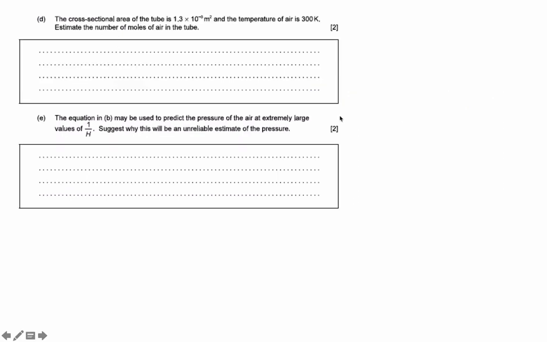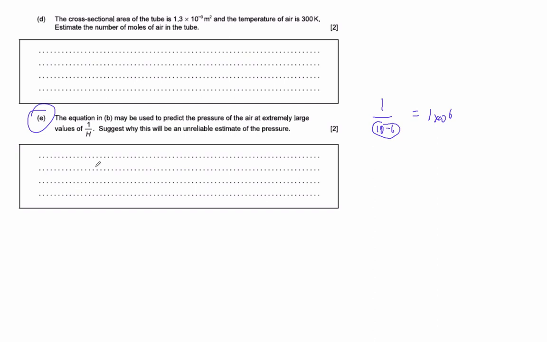And then, finally, the last one here: in the equation, B may be used to predict the pressure of the air at extremely large values of 1 over H. Suggest why this will be an unreliable estimate of the pressure. Well, at extremely large values of 1 over H, the volume is very small. Because if we have 1 over a micron, 10 to the minus sixth, that would be a million, 1 times 10 to the sixth. So at exceedingly small values of volume.